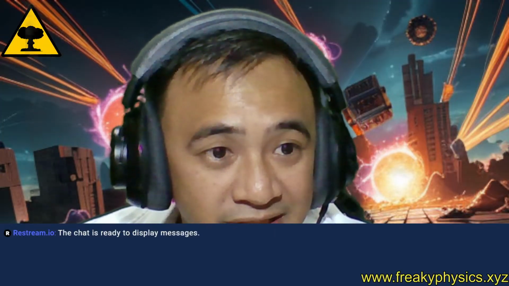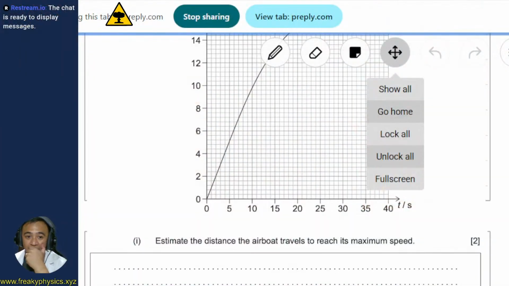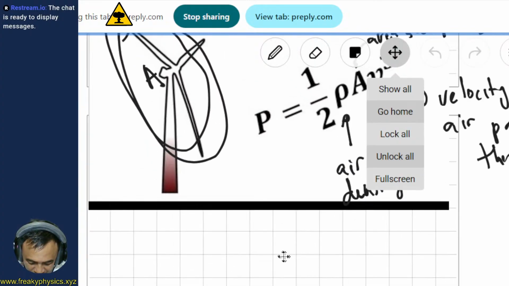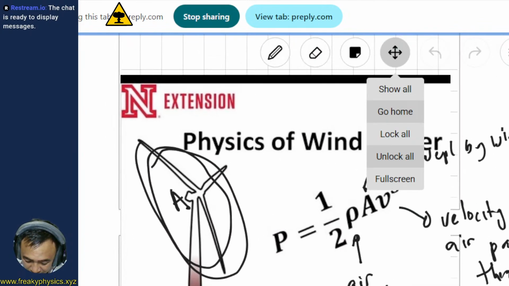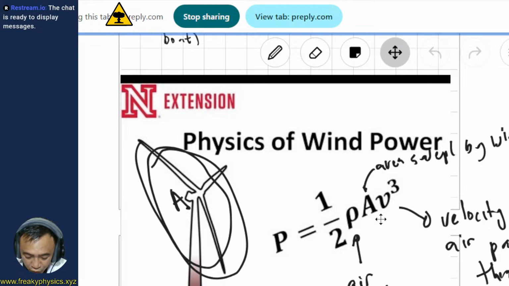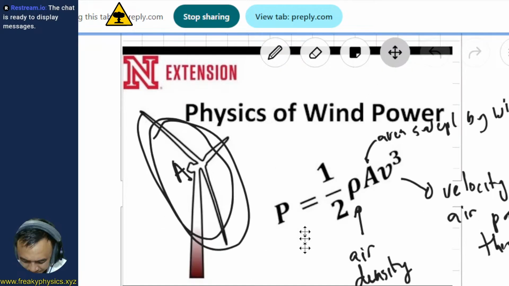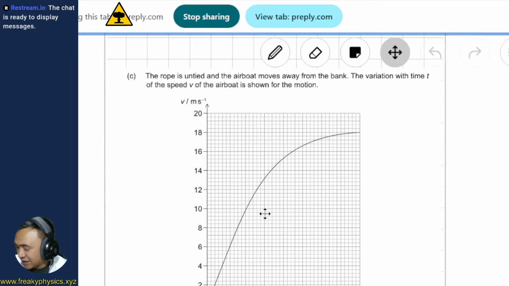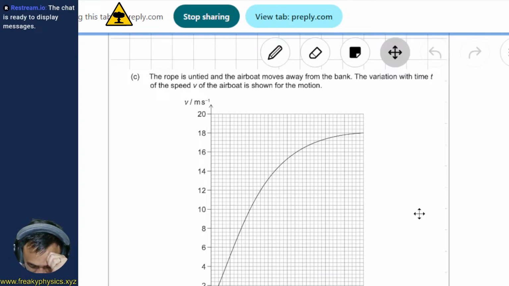So let's start then. First of all, last time when I pointed it out, we cannot actually answer B without invoking this equation for wind power. So let's just go straight here to C. We don't actually need the answer to B in order to get this part done. Let's take a look here.